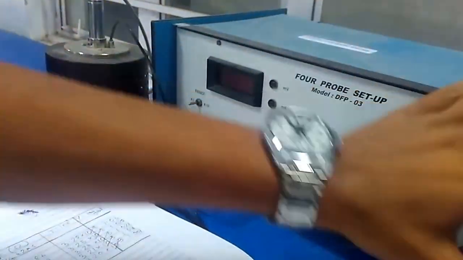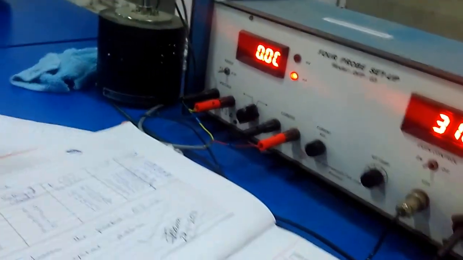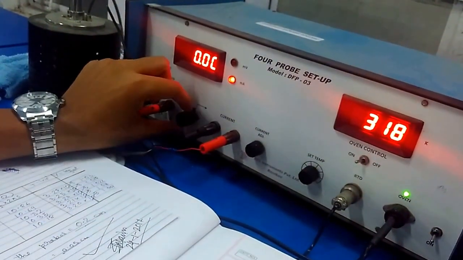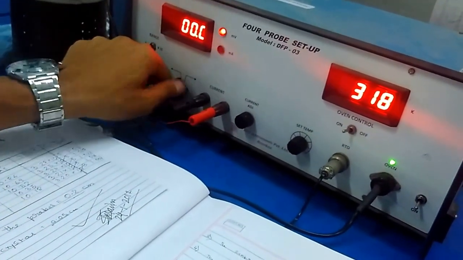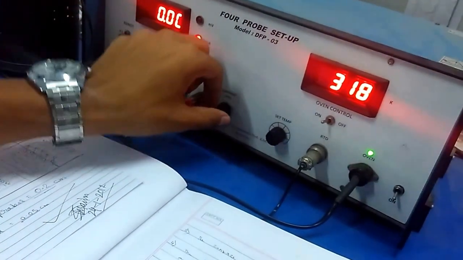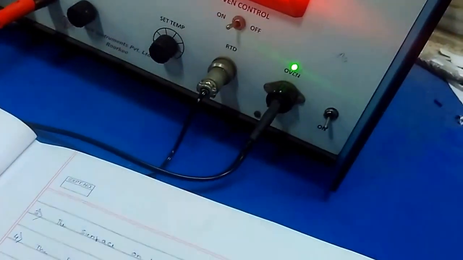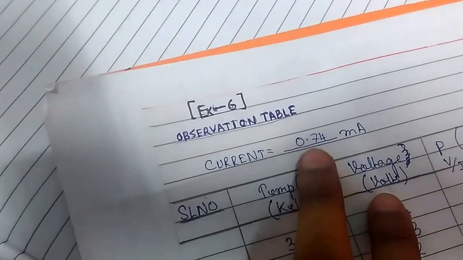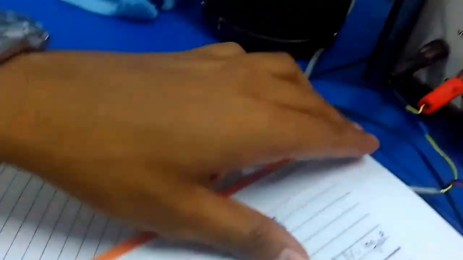Initially there is a current. So we change this to current mode, as you can see here, and we adjust the current using this. We'll keep the current constant throughout the experiment. For example, we have done this experiment earlier, so we've already prepared the readings. Current is going to be 0.74 milliampere. Then we're going to form this table.